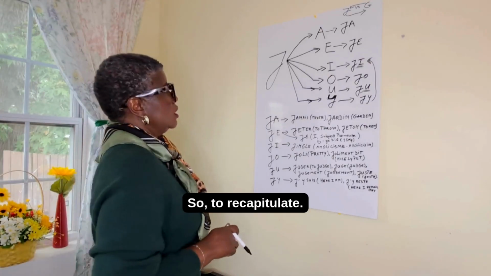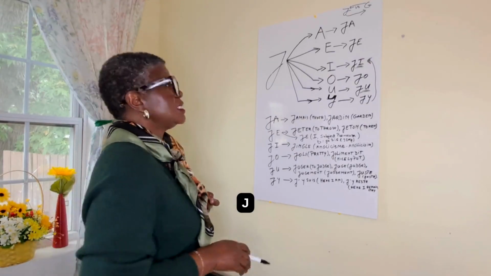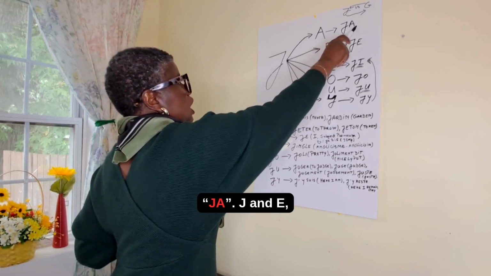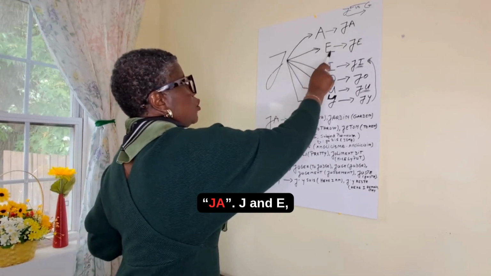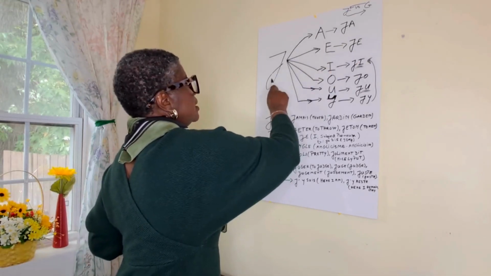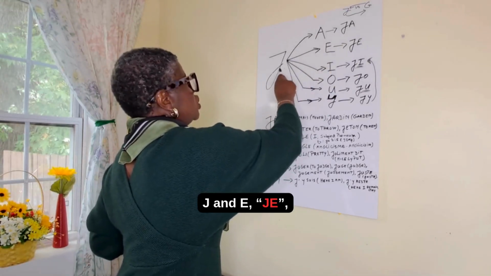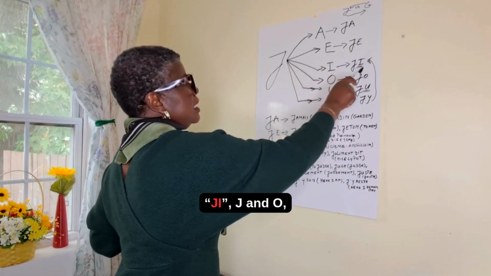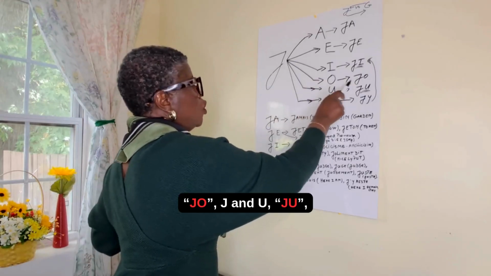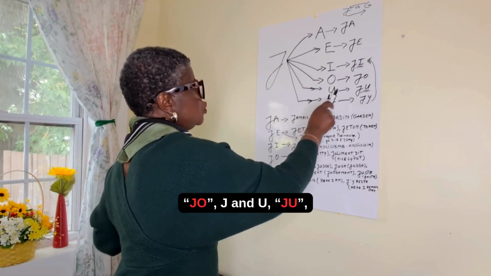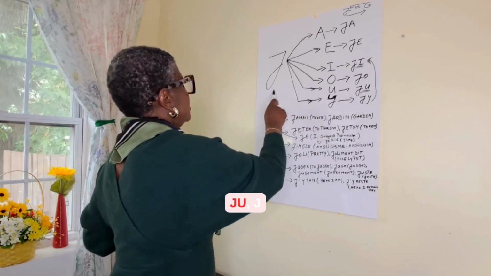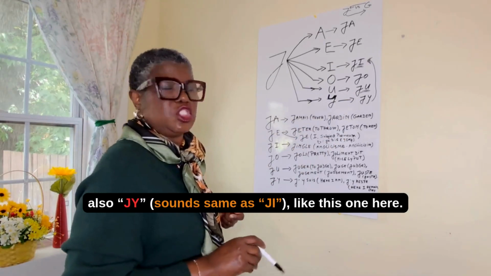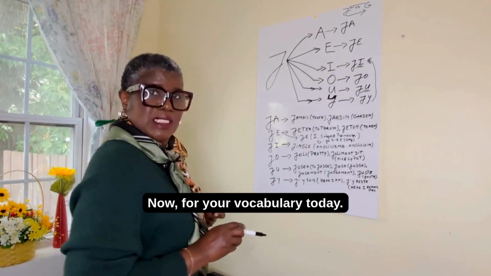Okay? So, to recapitulate, G and A makes ja, G and E, je. G and I, ji, G and O, jo, G and U, ju. G and Y is also ji, like this one here.